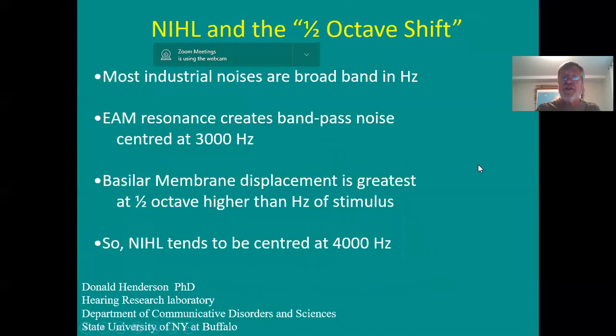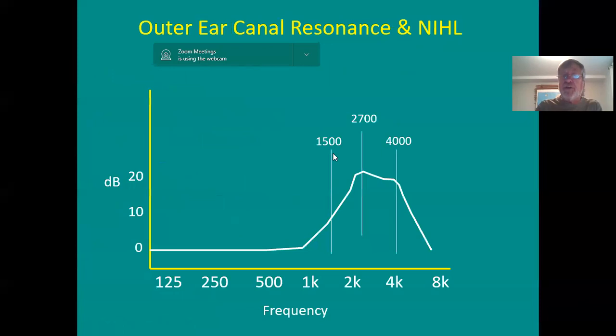But this half-octave shift means, and this is due to physiology, don't freak out about this, just realize that the basilar membrane peak displacement tends to be greatest at a half an octave higher than the frequency of the stimulus. In cochlear physiology, the peak of the traveling wave tends to occur about a half an octave higher than the frequency of the sound that created that traveling wave. Because of that, you're going to get this shifted up a half an octave.